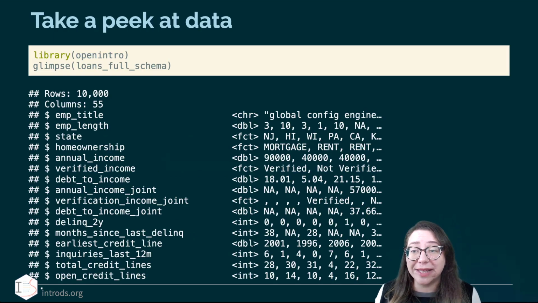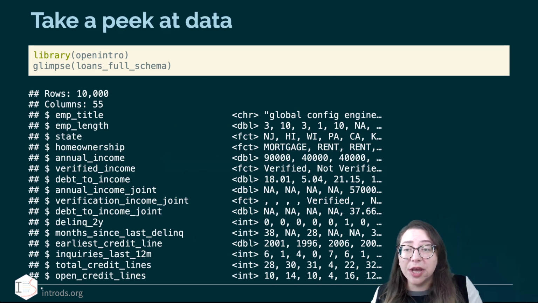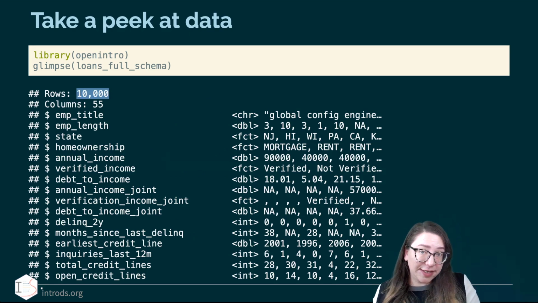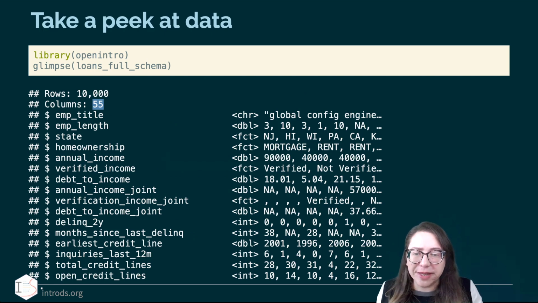Glimpsing at the data, we can see that we have 10,000 rows. So that is how many observations or how many loans we have in this data set, and 55 columns. The data come from the OpenIntro package, so I loaded that first, and the name of the data frame is loans_full_schema. So this result is basically the output of the glimpse function when I look at that data frame. 55 columns is a lot to go through, so we're not going to go through each and every one of them, but you can basically see the types of variables that we have here.